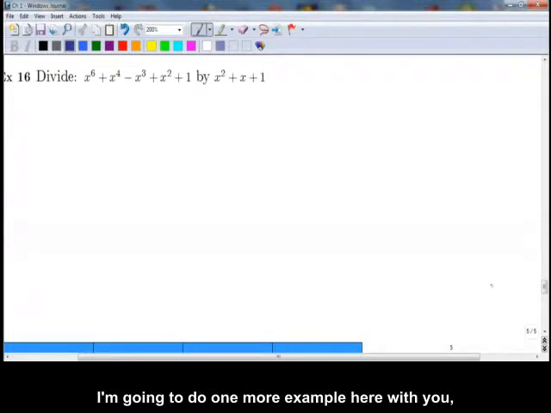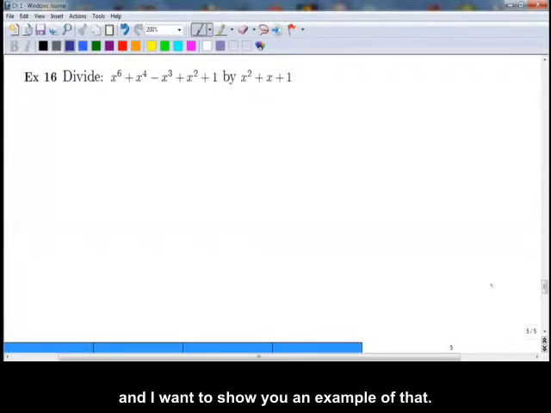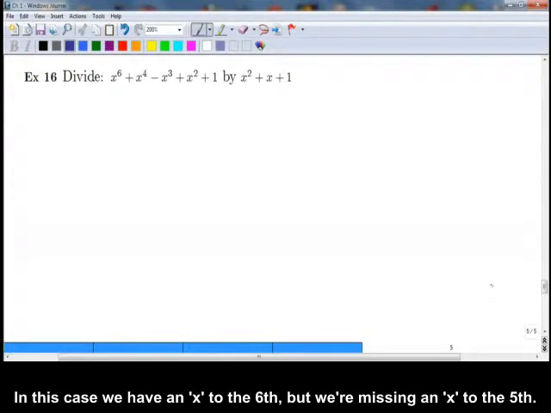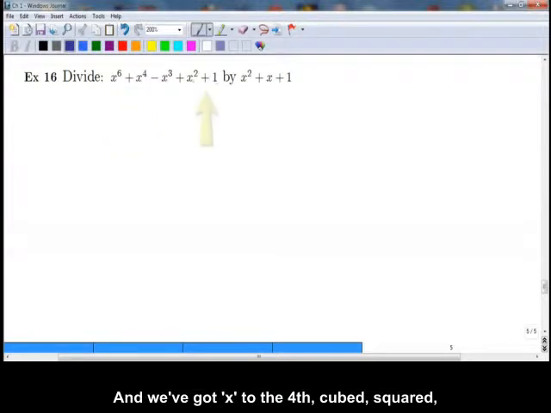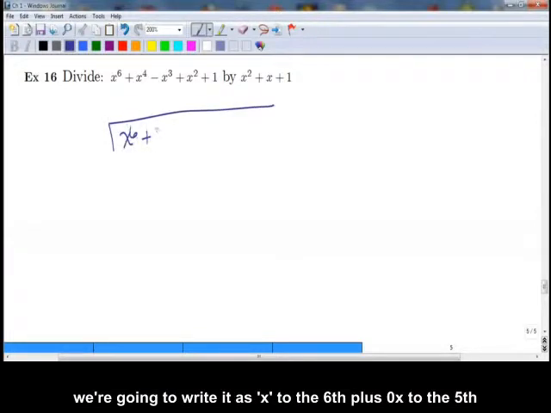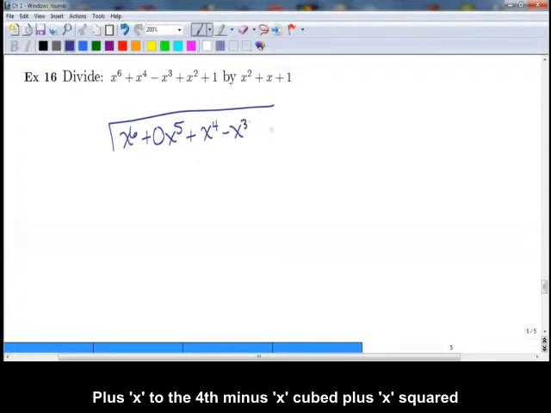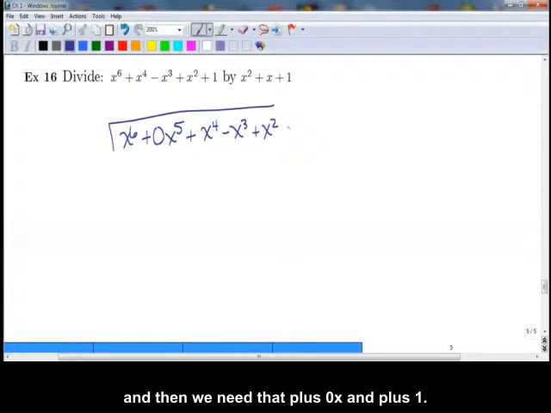I'm going to do one more example here with you because this one is missing some terms as far as the descending order goes, and I want to show you an example of that. In this case, we have an x to the 6th, but we're missing an x to the 5th. Then we've got x to the 4th, cubed, squared, but we're missing an x. And then we've got a 1. So in this case, when we write this, we're going to write it as x to the 6th plus 0x to the 5th, or you can just leave a blank spot, plus x to the 4th minus x cubed plus x squared. And then we need that plus 0x and plus 1.